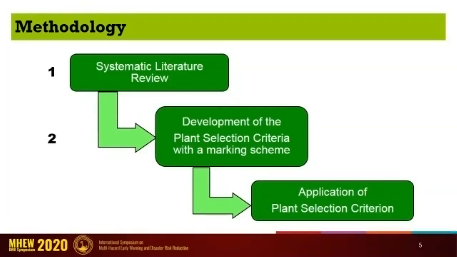After identifying the key factors, we developed the plant selection criteria together with a marking scheme to evaluate plant species categories and rank them according to their suitability for nature-based landslide risk management. At last, we applied the criteria to a sample of pre-selected plant species from landslide-prone areas of Sri Lanka in order to evaluate its practical usage.